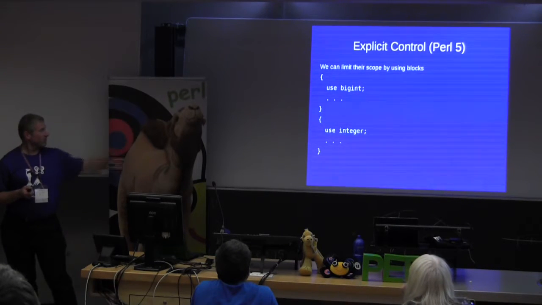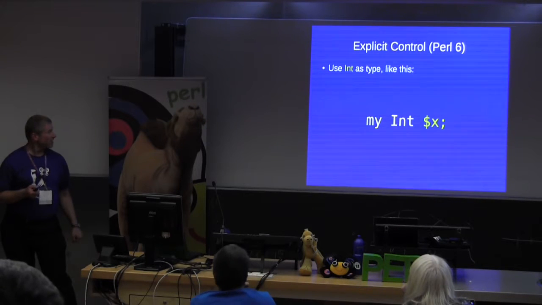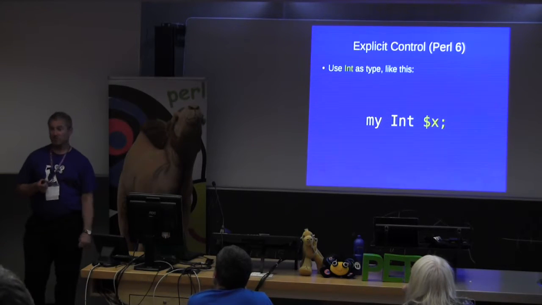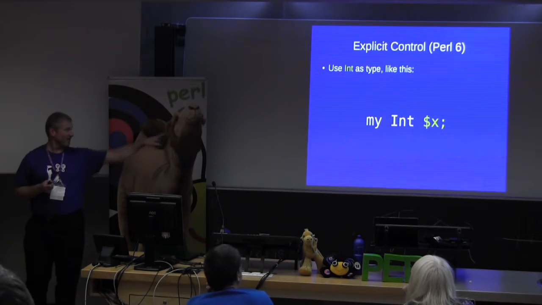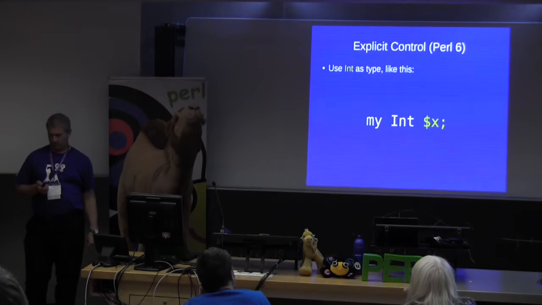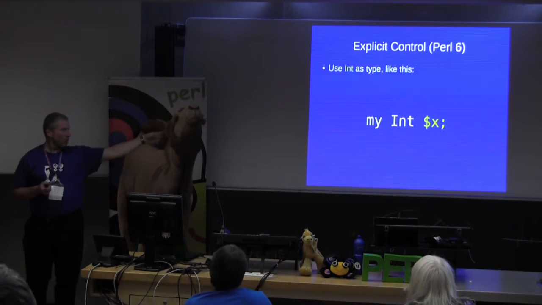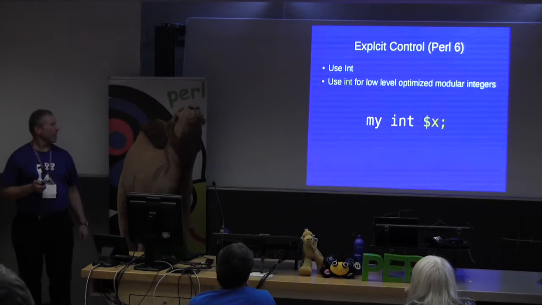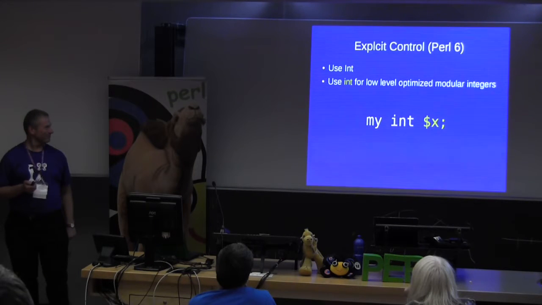Okay. You can scope it in blocks also. And in Perl 6, we can control it with a type. So we call it Int, and by that we say this one is meant to be this type. It's more or less like in most other languages, so it's, I guess, easy.